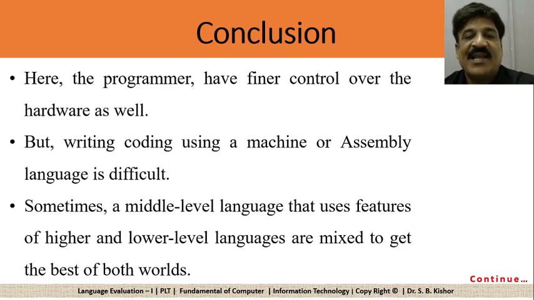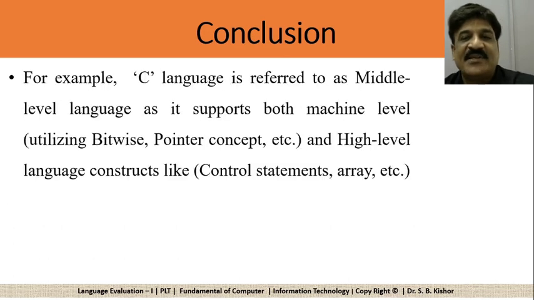Sometimes a middle level language uses features of both higher level and lower level languages, mixed to get the best of both worlds. For example, C. C supports the features of the low level language as well as the high level language, and hence it is referred to as a middle level language. So this is the overall discussion of the generations of language.